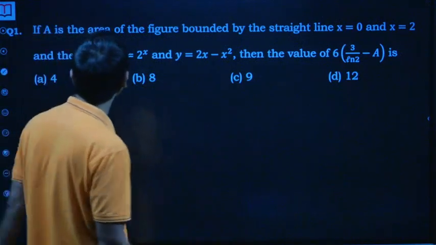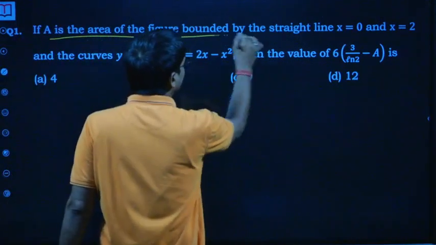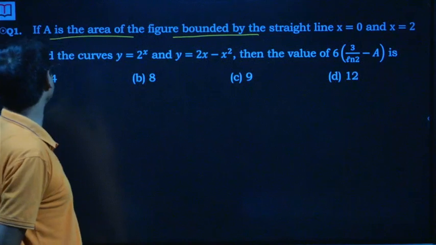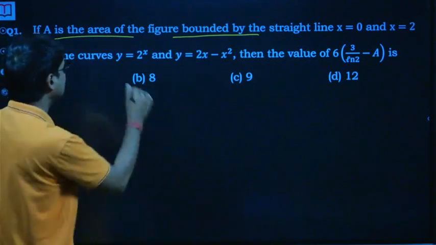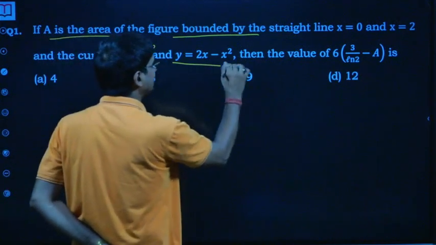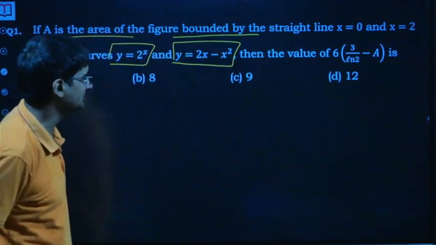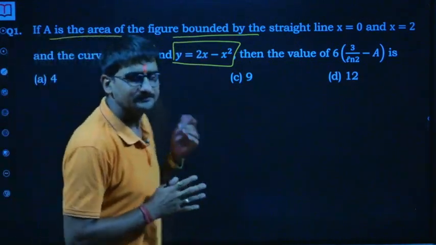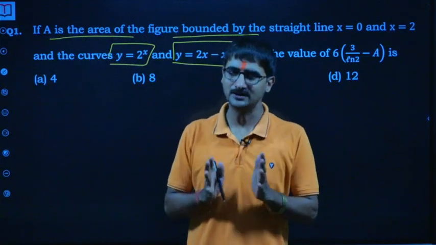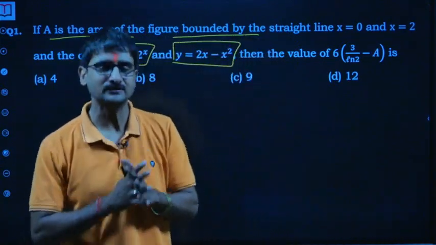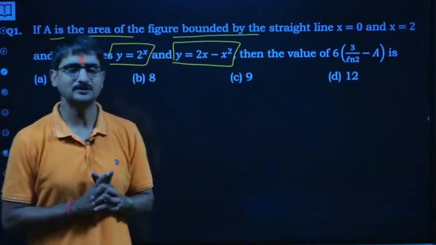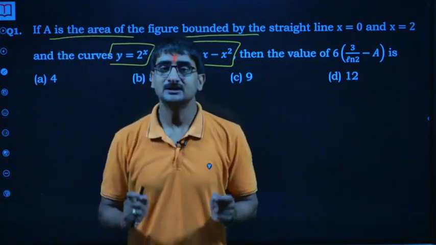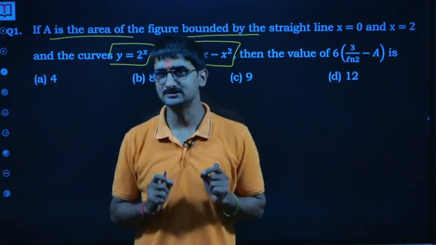So the first question here is: if A is the area of the figure bounded by the straight line x equal to 0, which is of course the y-axis, x equal to 2, the vertical line, and the curves y equals 2 raised to the power x and y equals 2x minus x squared, then find the value of this. In any question related to area, the application of integrals, or area under the curve, the most important aspect is to visualize the region whose area is required.